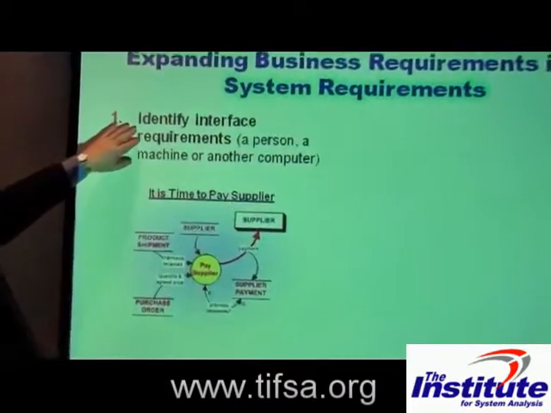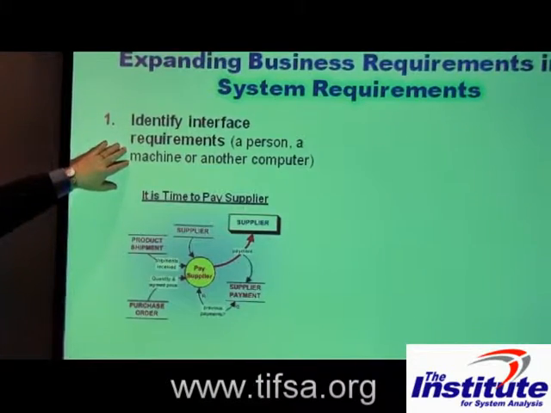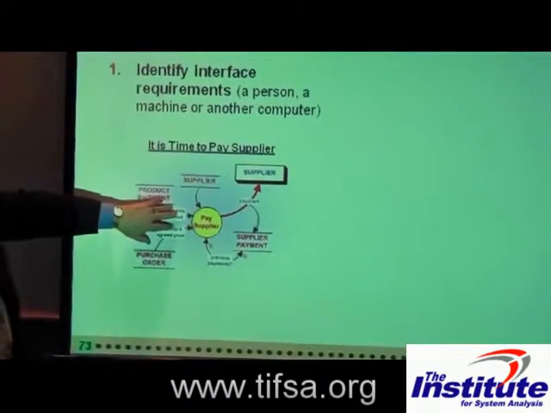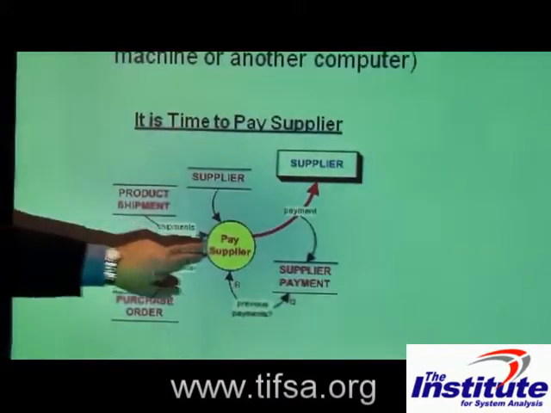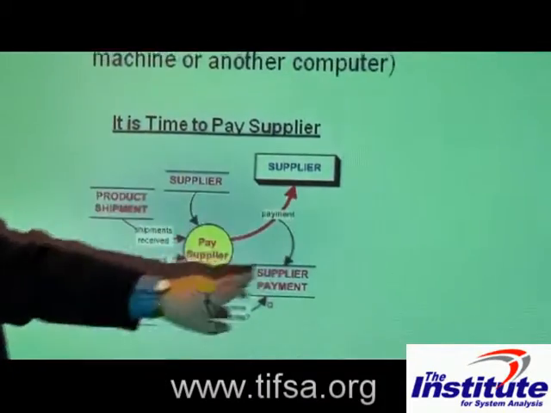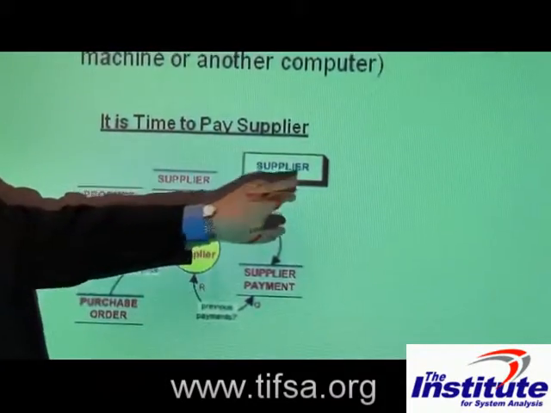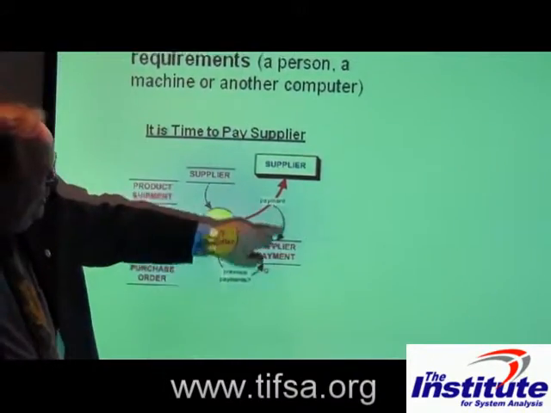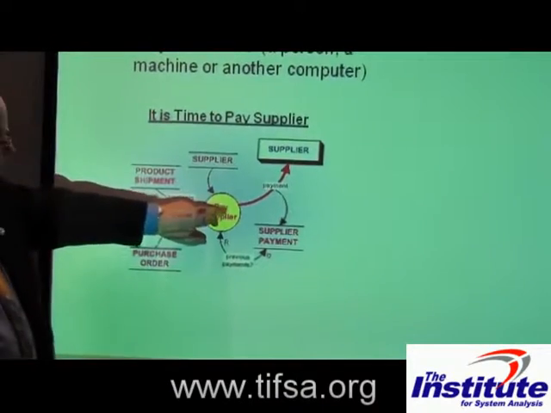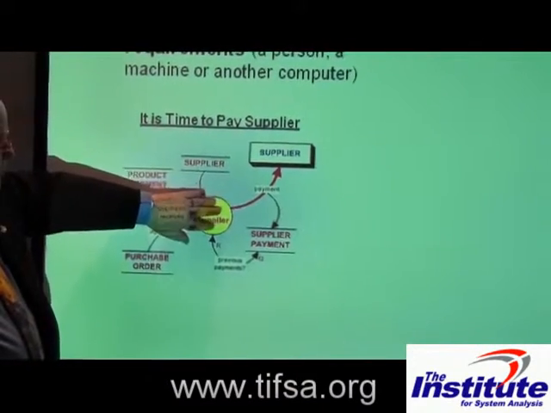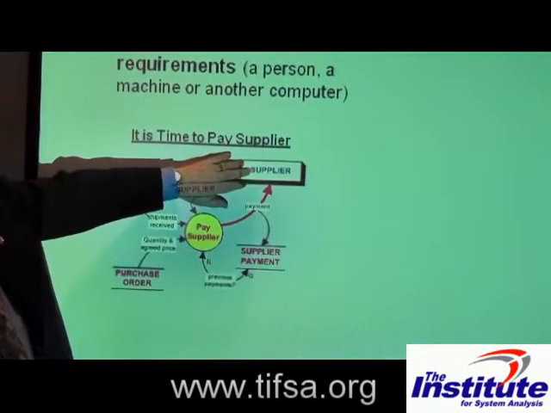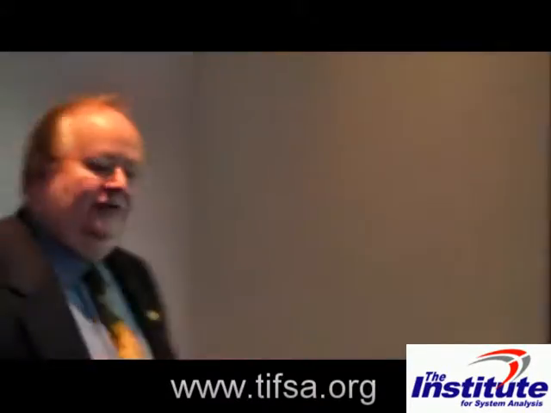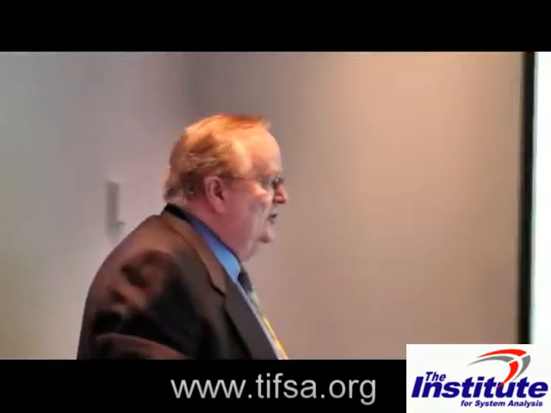is to identify interface requirements. That is, an interface requirement is a person, a machine, or another computer. So here we have a process to pay a supplier. And you'll see here, we have the payment data flow going from the process to this terminator called supplier. Here we have supplier information, and we keep track of the supplier payment. Well, as soon as there's a data flow that's between a process and a terminator, then that has to be an interface of some kind. The only question is what kind.